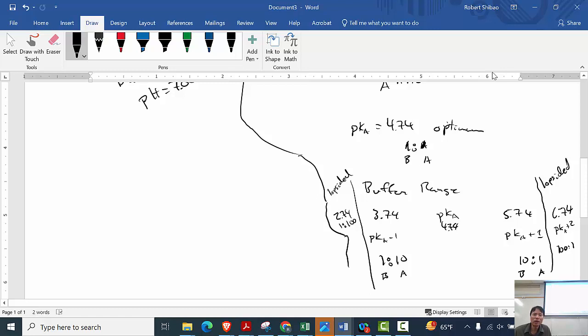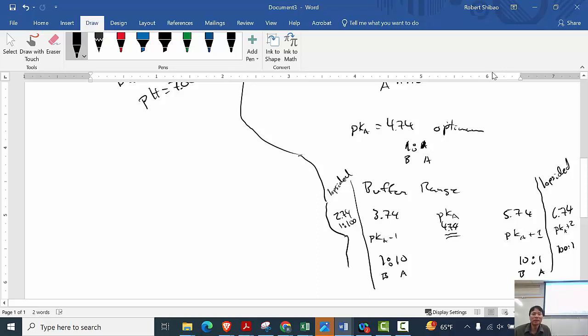Ideally, we would like a 1 to 1 ratio, but sometimes that's not the desired pH. And so this would be okay to make a buffer of pH 4. That's within the range. And this would be okay to make a buffer of pH 5, but not 6, and not 2, and certainly not 7. Okay with that?